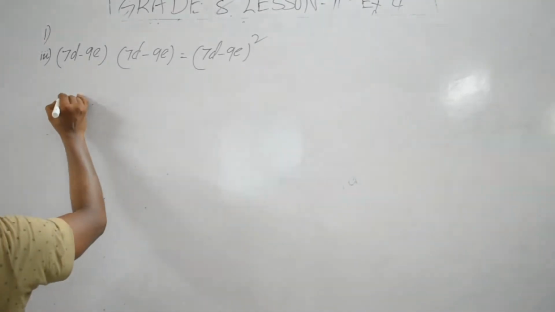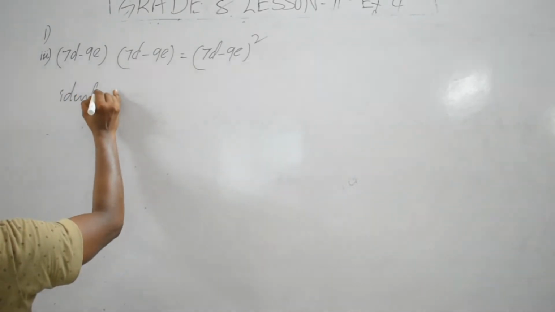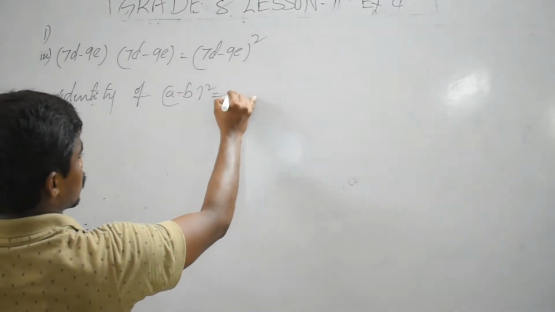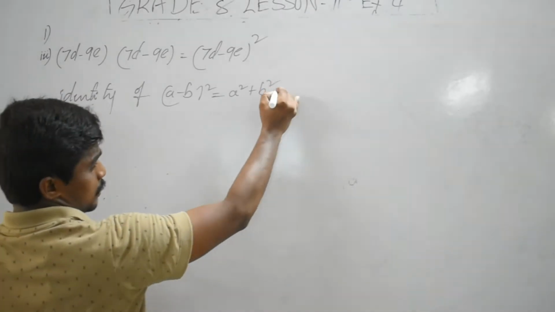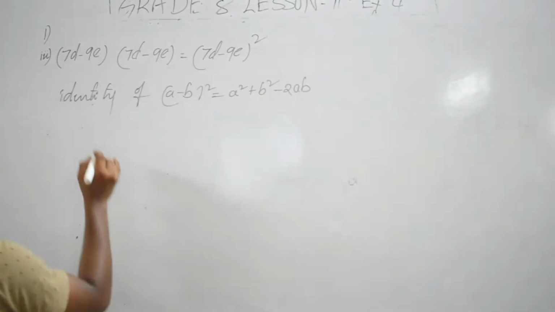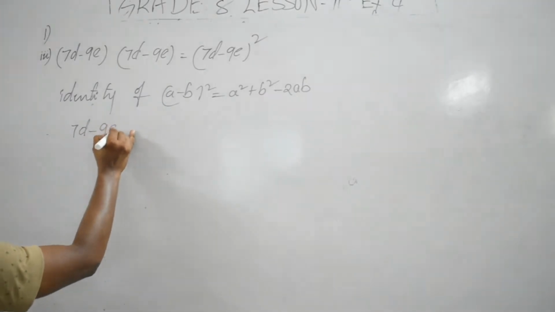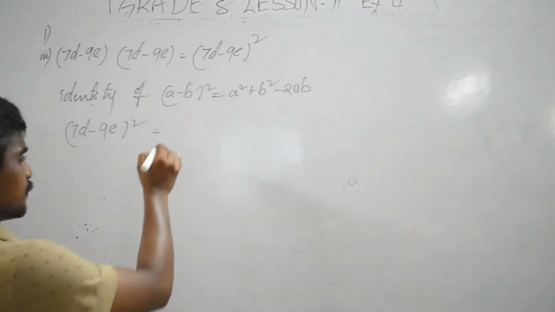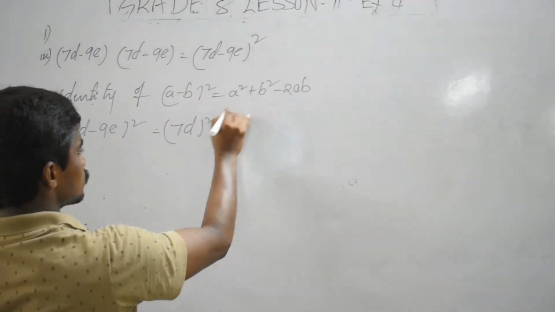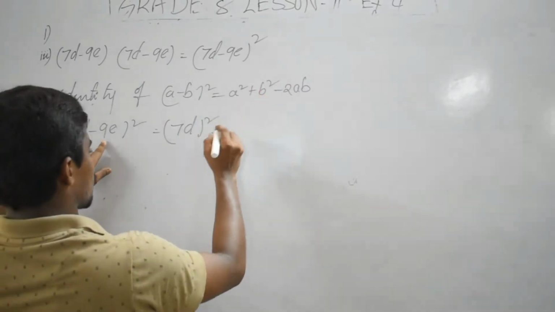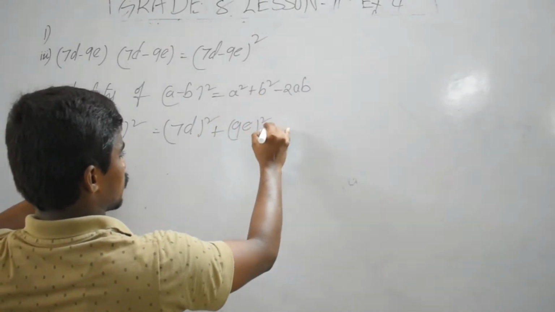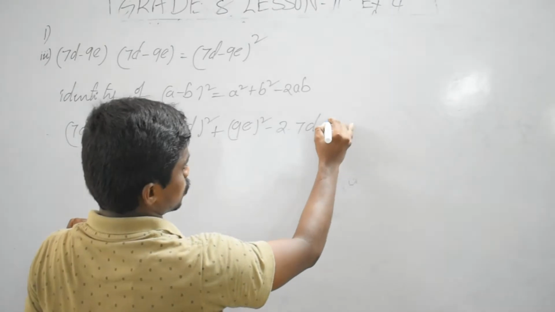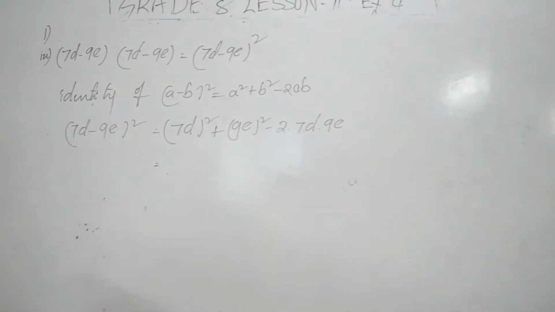So now this is the identity of A minus B whole square: A square plus B square minus 2AB. So 7D minus 9E whole square is equal to A square, 7D square, plus B square, 9E whole square, minus 2 times 7D times 9E. So 7D square, how much?